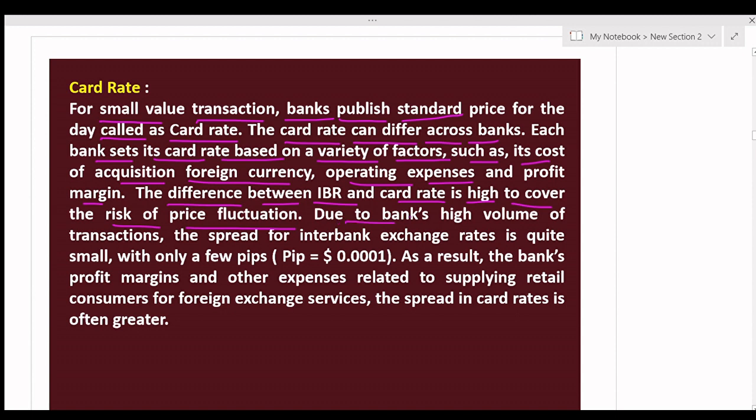Due to banks' high volume of transactions, the spread for the interbank exchange rate is quite small, with only a few pips. A pip is 0.0001. As a result of the bank's profit margin and other expenses related to supplying retail consumers with foreign exchange services, the spread in card rates is often greater.